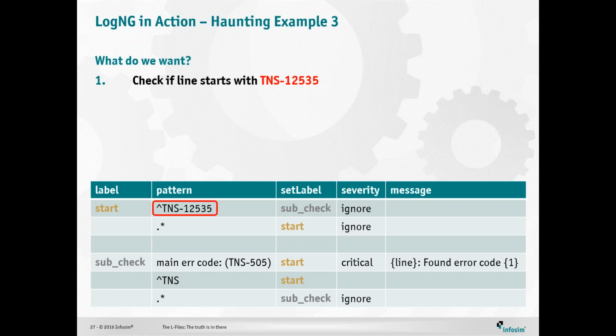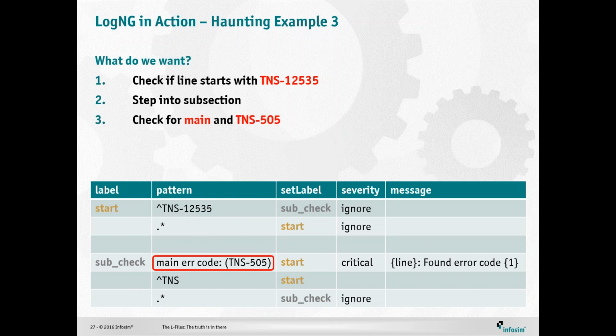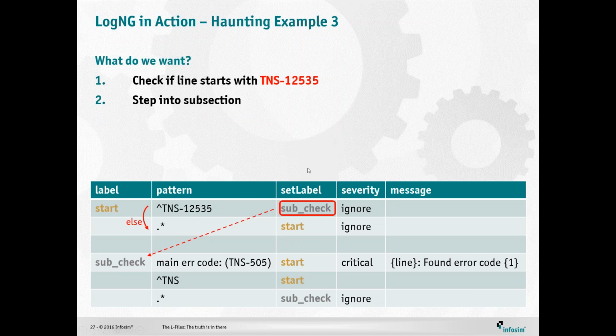So if we found a line starting with TNS 12535, we will jump to the subcheck label, which basically means we will step into the subsection. Then, when we are in the subsection, we will check for this main error code. If we did not find the TNS 12535, then this pattern will match. It's basically an else condition, and we will restart this process all over again.